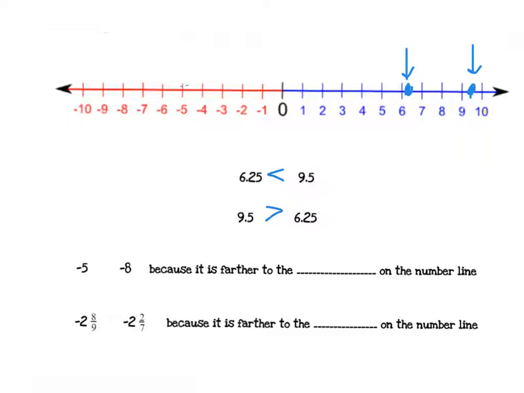Okay, next set we have -5 and -8. So if we graph, here's -5 and -8 is located right here. So -5 would be greater than -8 because it's further to the right on the number line.